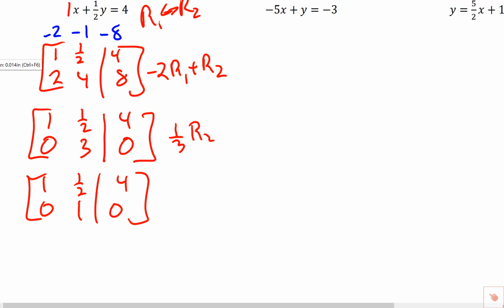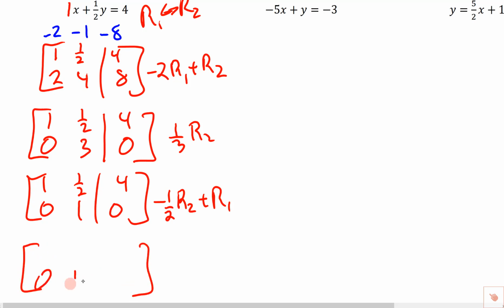Okay, Luke. What do I add to 1/2 to make it a 0? -1/2. -1/2 is the number we're going to multiply by. And we're going to multiply the second row because that's got the 1 in it. And we're going to add it to row 1. So the row that doesn't change is row 2. So it gets to stay just exactly like it was. We like the way that looked.